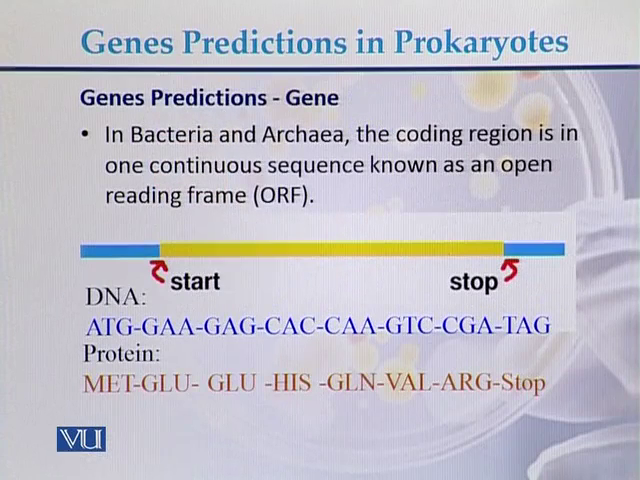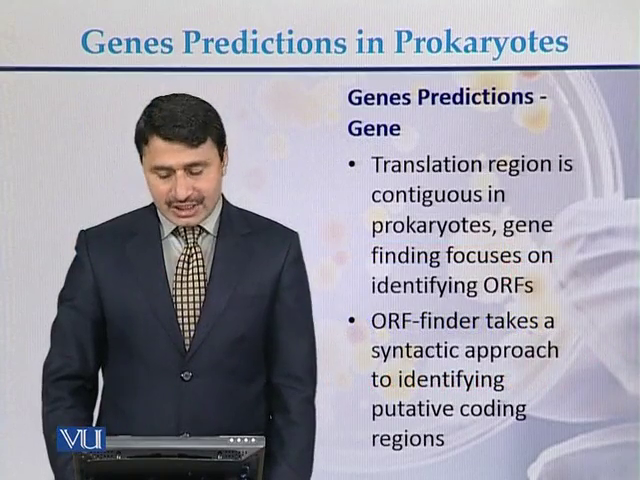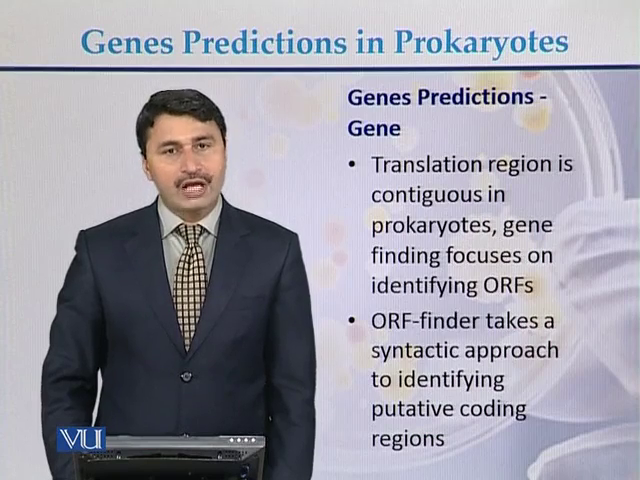This is the structure of a gene, in which, particularly in bacteria and archaea, the coding region is in one continuous sequence, which is called an ORF, open reading frame. So here is the start codon and here is the stop codon, and this section of DNA is called an open reading frame. From the DNA, a protein is produced. This is ATG, the start codon, and this is TAG, the stop codon. The translation region is contiguous in prokaryotes.